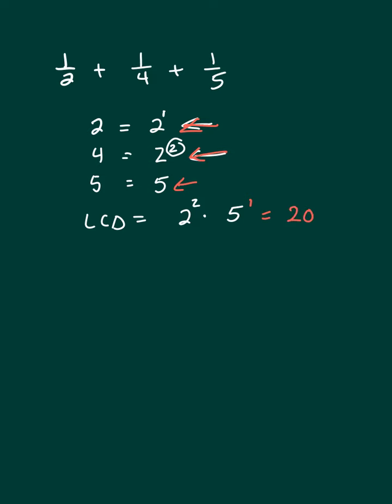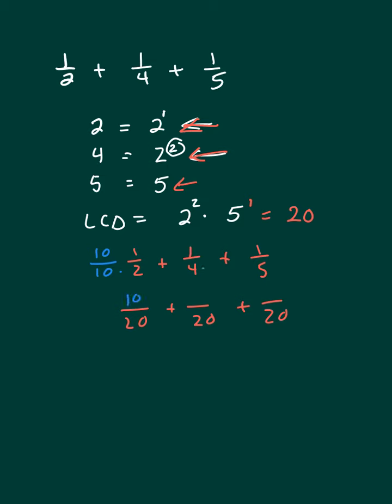Now we need to take 1/2 plus 1/4 plus 1/5 and put each one over 20. What do you need to multiply a 2 by to give you 20? Well, that would be 10. If you multiply the bottom by 10, you've got to multiply the top by 10, because 10 over 10 is just a value of 1. So you're not changing the value of it, you're just changing how it looks. So 10 times 1 is 10.